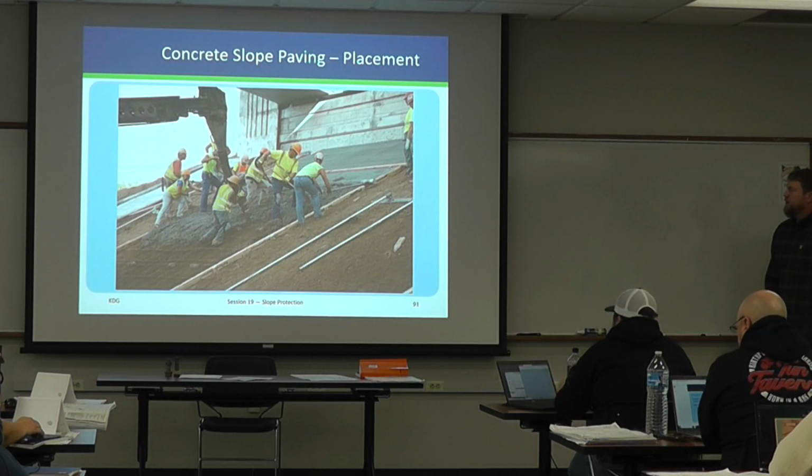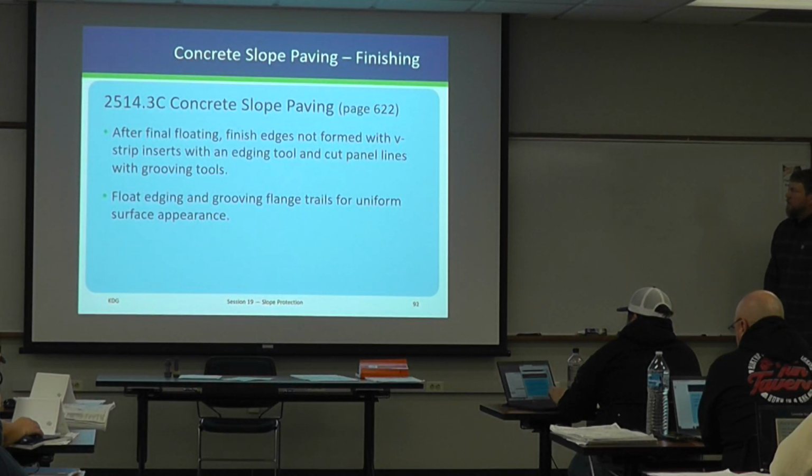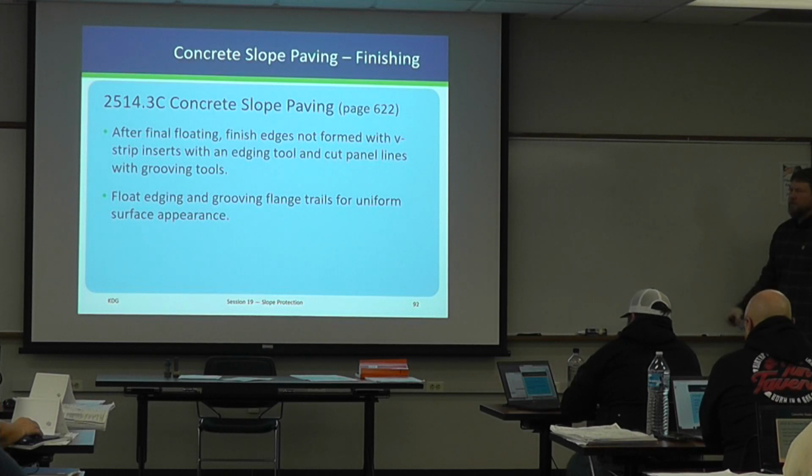There's a photo of it being placed. In this case, they're able to go top to bottom. I think the mix was stiff enough. You can see it's not like it was running all the way down. And they were using gravity as their aid to pull it downhill and finish it. After final floating, if there's any edges that don't have the V-strips, you're going to have to use tools to get that finished, and then cut panel lines with grooving tools. Essentially, you just want a good uniform appearance at the end.